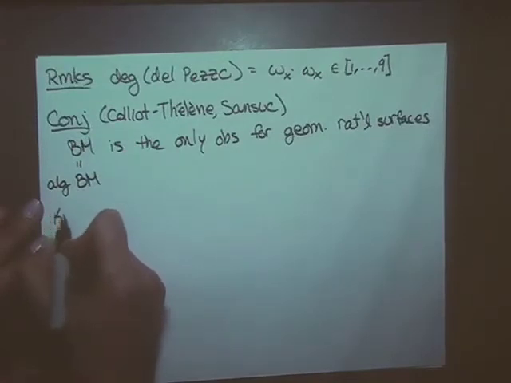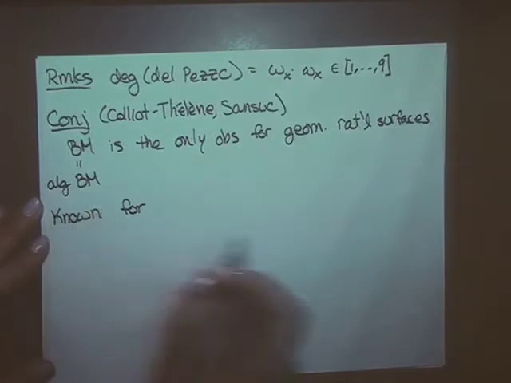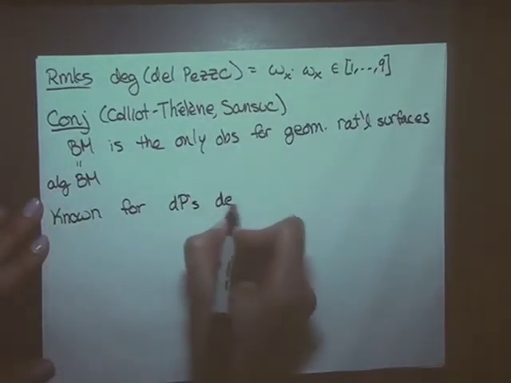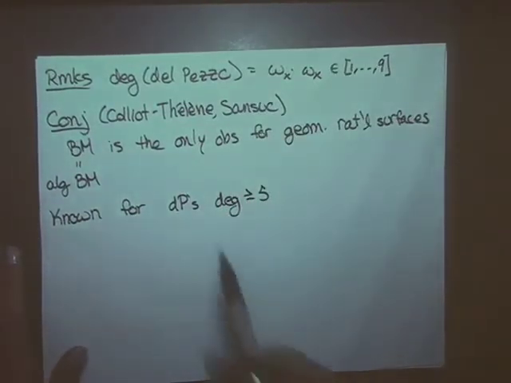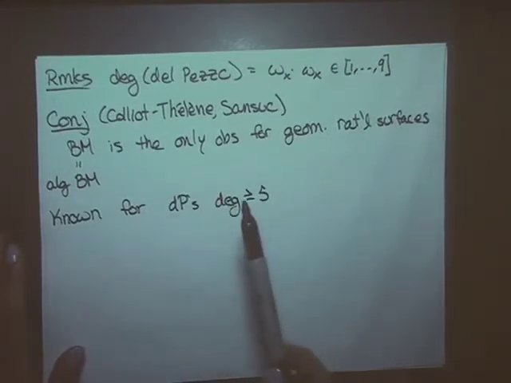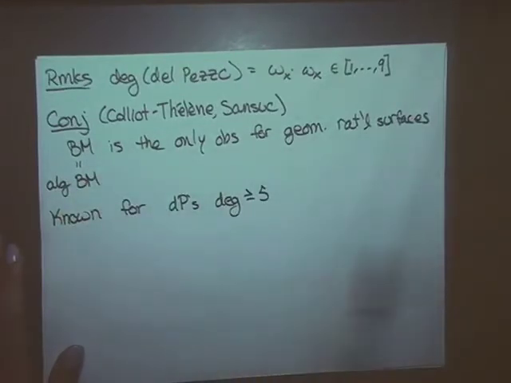So when is this known? Well, unfortunately, in not that many cases. It's known for Del Pezzo surfaces of degree greater than or equal to 5. And actually, for these Del Pezzo surfaces, there is no Brauer group, so the Brauer-Manin obstruction being the only obstruction is the same as the Hasse principle holding. So that's known. And actually, that's what we mathematicians showed.